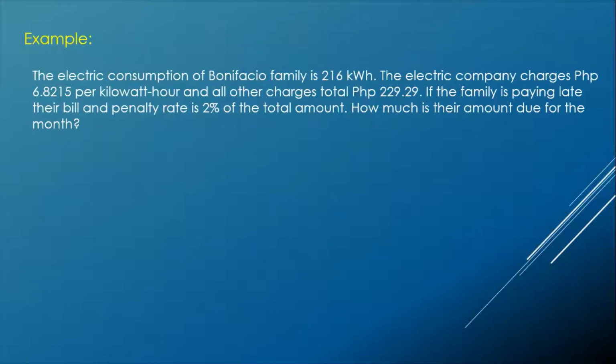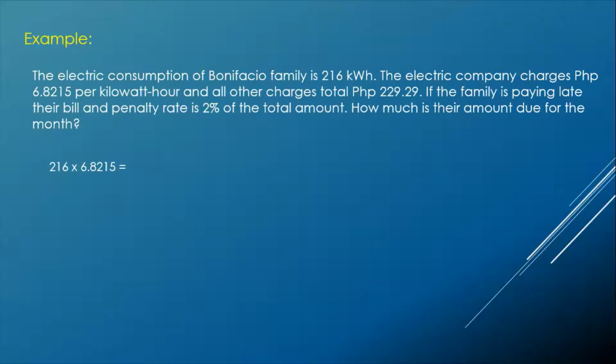For example, the electric consumption of the Bonifacio family is 216 kilowatt hour. The electric company charges 6.8215 per kilowatt hour and all other charges for a total of 229.29 pesos. If the family is paying their bill late and has a penalty rate of 2% of the total amount, how much is their amount due for the month?